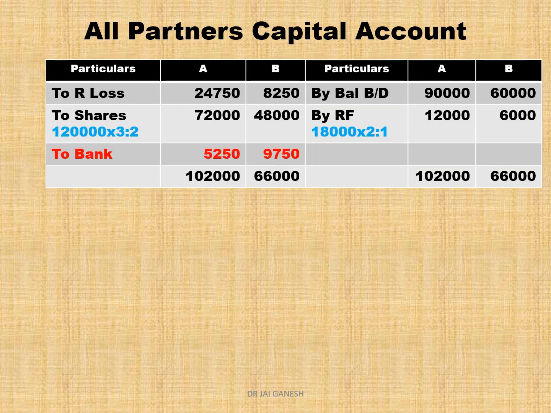Now all partners capital account, first step, bring down the capital balance. So the capital balance is 90,000 and 60,000. So bring the capital balance from balance sheet to the capital account. Next you write by reserve fund. So distribute the RF in profit sharing ratio. So A gets 12,000, B gets 6,000. Then we have realization loss. Transfer the realization loss from credit side of realization account to debit side of capital account.